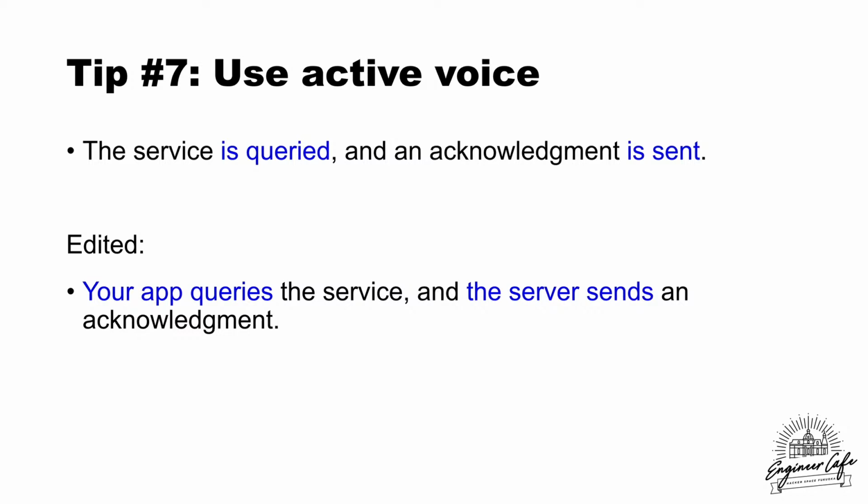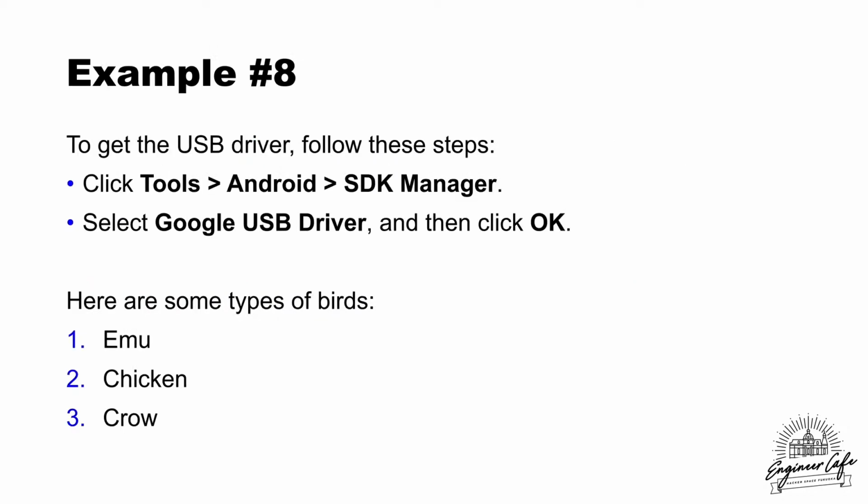Okay, so example 8, we're getting through most of them. Okay, this one is interesting. I'm interested to see if you've seen this one before. So these are two separate examples. The first one, I'll just read the header: to get the USB driver, follow these steps. And the second example is, here are some types of birds.